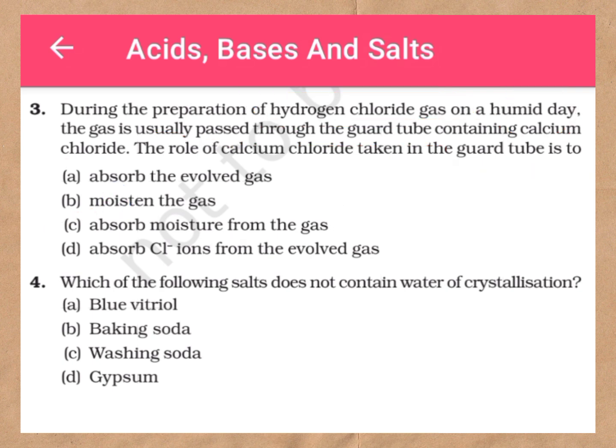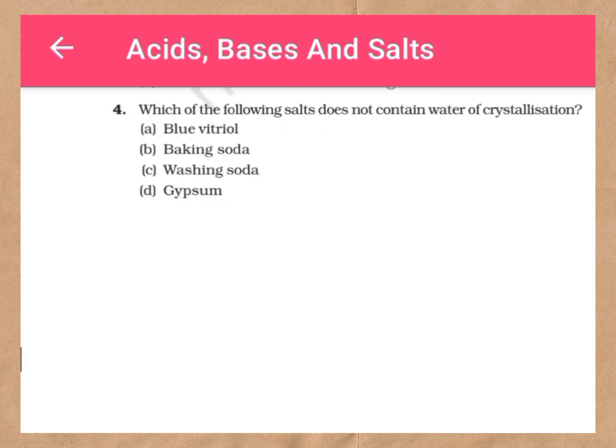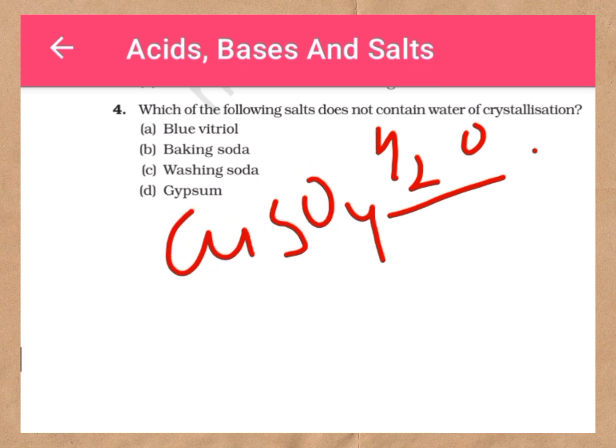Next question is question number 4. Which of the following salts does not contain water of crystallization? Water of crystallization means water molecules are present along with the formula given here. So first of all, blue vitriol, that is copper sulfate. It contains 5 molecules of water. CuSO4.5H2O is the blue vitriol.